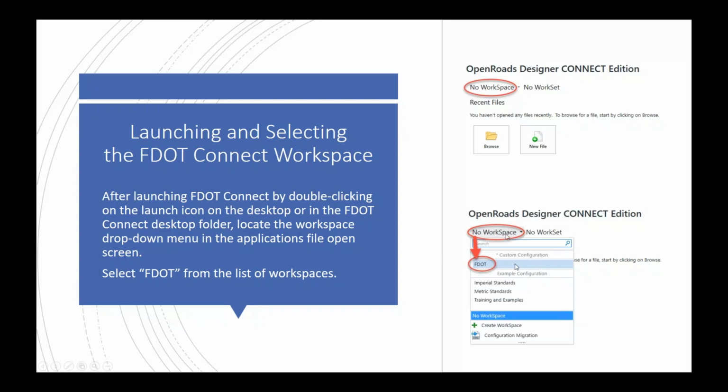So you see no workspace. This is a brand new installation that I launched, and selecting FDOT. If you don't see an option for FDOT workspace in this menu, that means the installation wasn't done correctly, and I'd recommend going back and checking the setup configuration.cfg file that we looked at earlier and check the system environment variables as well. If you do see the FDOT workspace listed, then you've done everything correctly. Select FDOT from the list of workspaces and go to the next step.